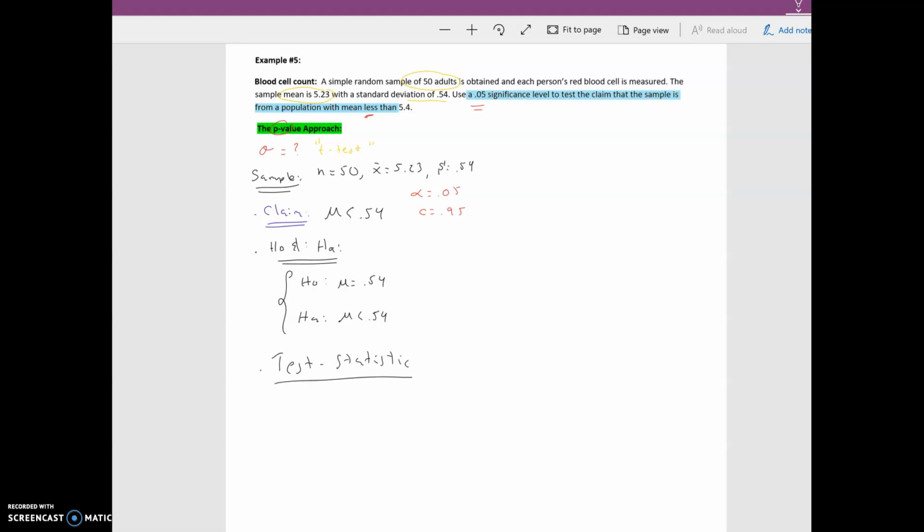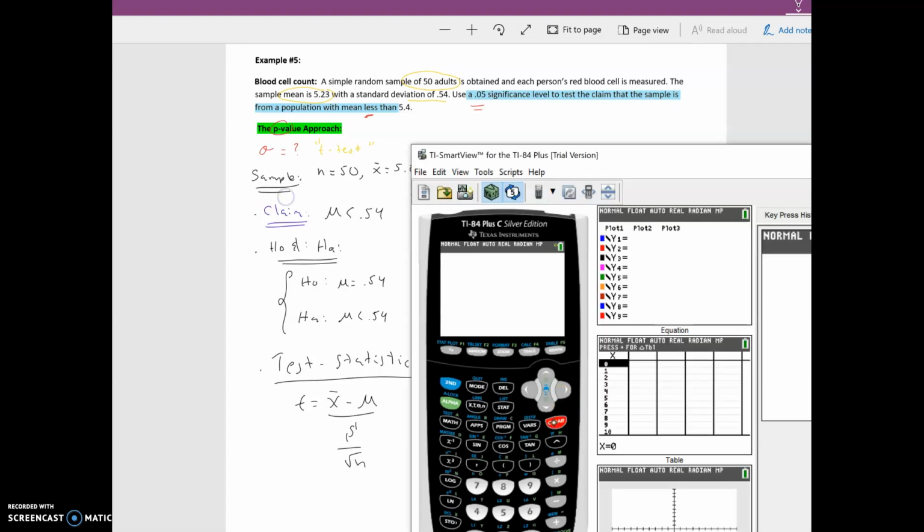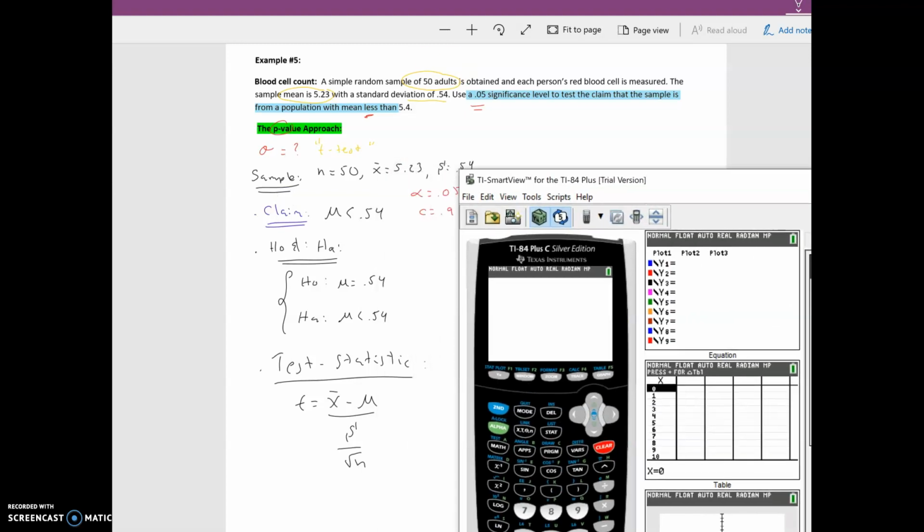Now, your test statistic is going to be as follows. If you're given the actual values of sigma, which in this case we don't have, it's going to be a z-test. Since we don't have sigma, this is going to be a t-test. So the proper formula is t is equal to x bar minus mu divided by s over the square root of n, and the formula is on the first page. Now, since they want the p-value, you can do this all on the calculator. And let me show you the code.